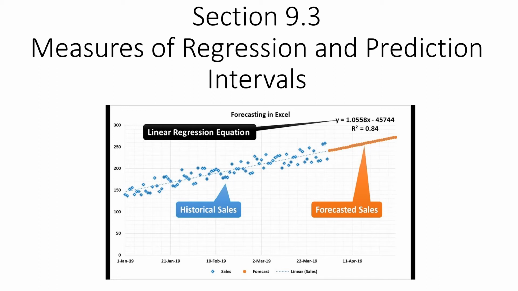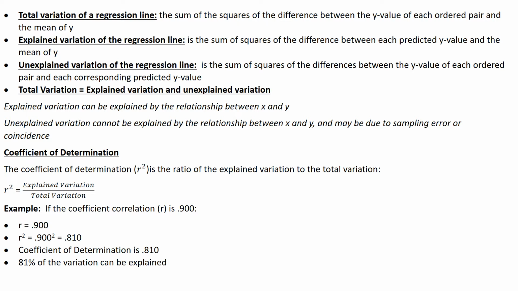Section 9.3, Measures of Regression and Prediction Intervals. As you can see in our previous two sections, with the correlation, we can see where the directionality is. We can predict the line with regression, but as you see with regression, it's not on a perfect line. There is going to be a range above or below it. How accurate is that? That's really what we're going to be doing today, is learn what the range is going to be. We can look at the correlation coefficient to determine how close it is.